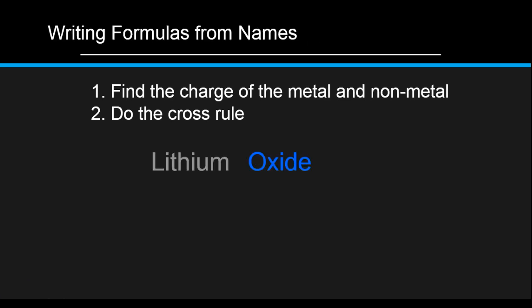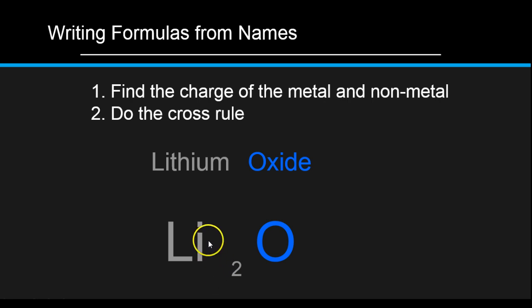Alright, let's go over another example. We have lithium oxide. Once again, we're going from the words to the molecular formula. First thing we have to do is write the symbols. We have Li and O. We find the charge of the metal and the nonmetal. Oxygen has a 2- charge. So when we do the crisscross rule, we bring just the numerical number, not the charge, down, and we will have two Li's.